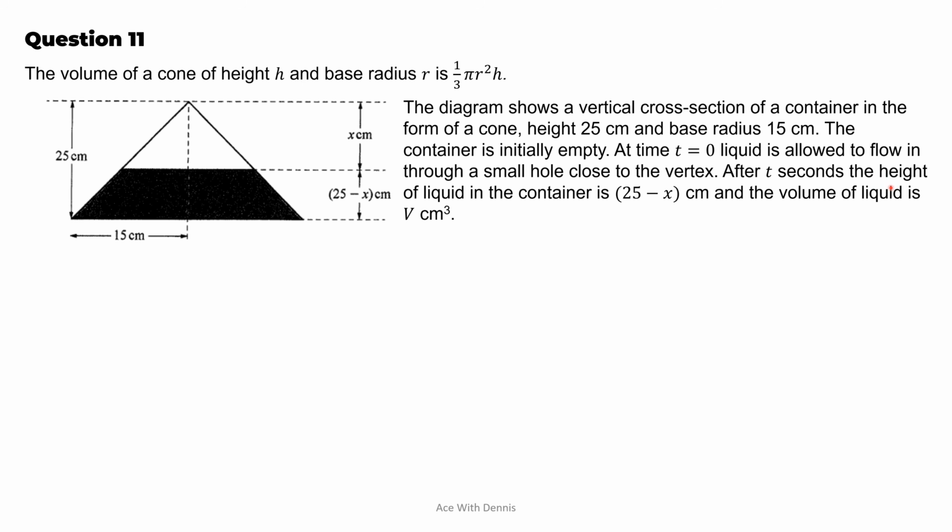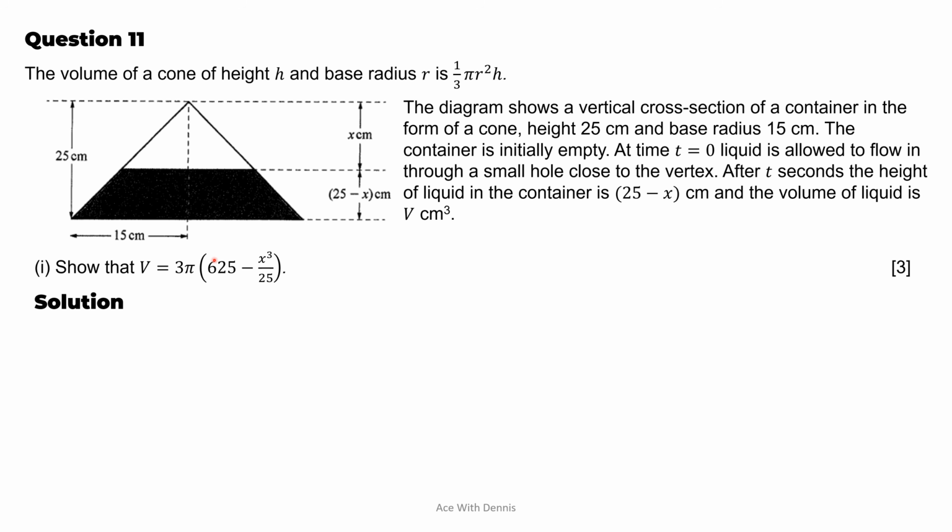After t seconds, the height of the liquid in the container is 25 minus x, right? So this is x. The total height is 25. So therefore, the height of the liquid will be 25 minus x cm, and the volume of the liquid is v cm cubed. First question: show that v equals 3 pi times (625 minus x) cubed over 25. 3 marks. So here's the solution.